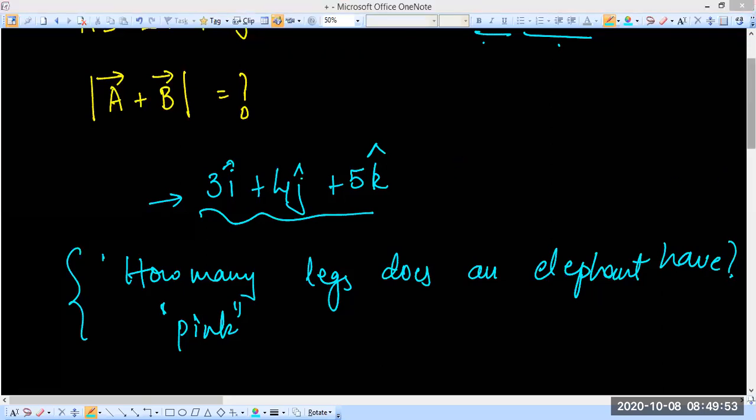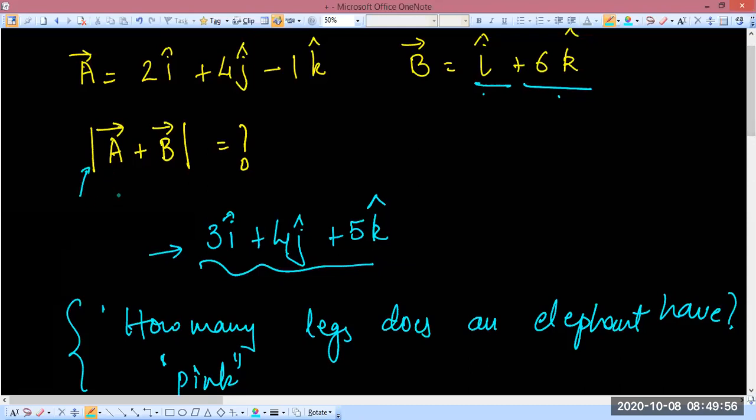Okay, now why am I saying that? What is the meaning of this? If you do this, what does it mean? What is the meaning of this?